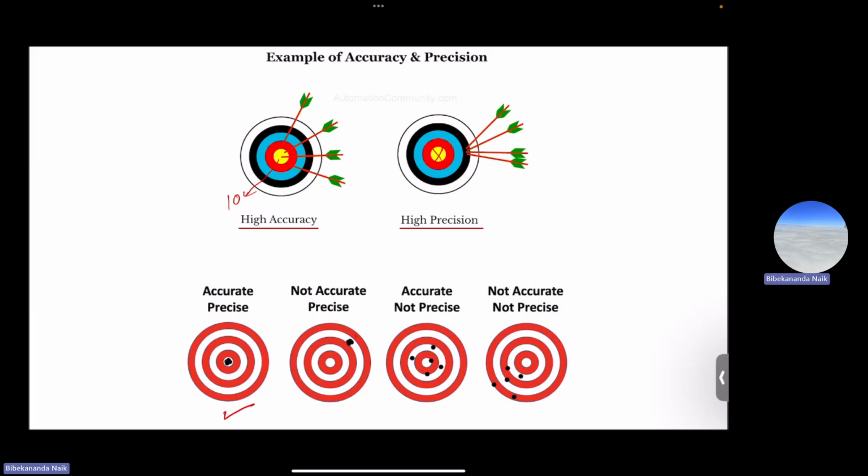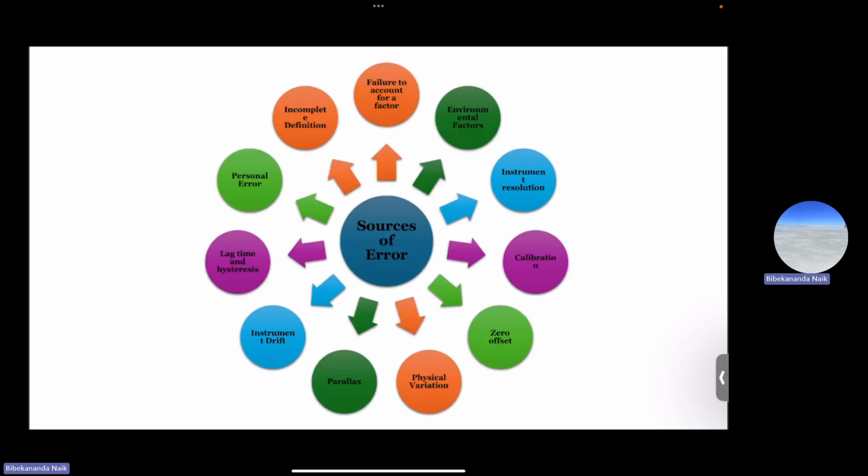Now in this one, you are getting precise values, but it is not accurate because it is not at the desired center value. And in this case, it is accurate but not precise, so it is close to the actual value, but we are getting different results each time we perform the experiment. And here it is not accurate and not precise, so neither is it close to the exact known value, nor are the results repeated.